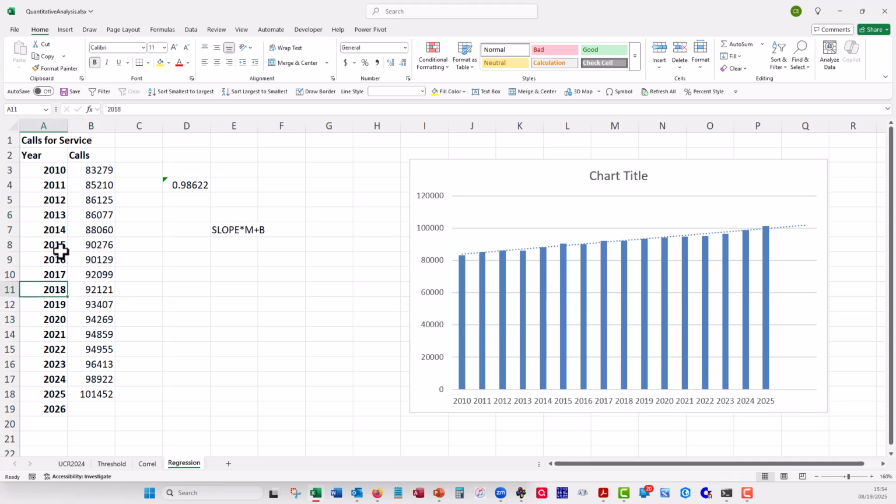It's the year that's influencing the call for service total, even though that influence isn't, influencing is the wrong way to say it. It's the year that's independent. The year is just going to keep on marching on no matter what happens. It's the call for service that is following the changes from year to year. So the call for service is the y variable.